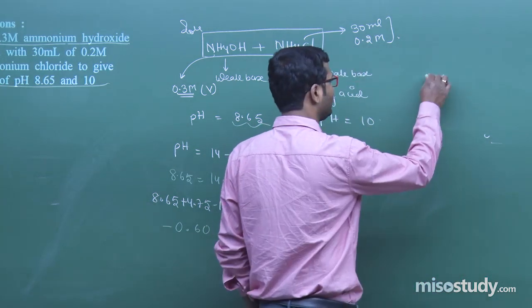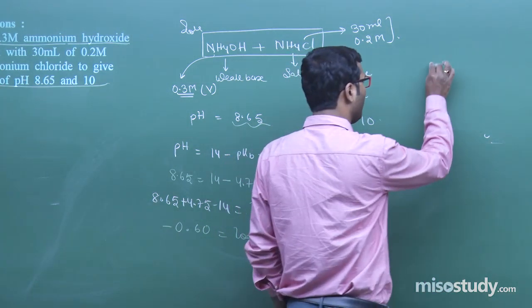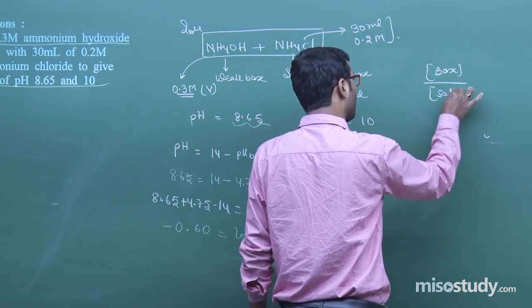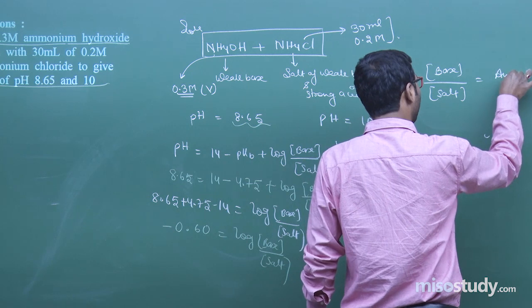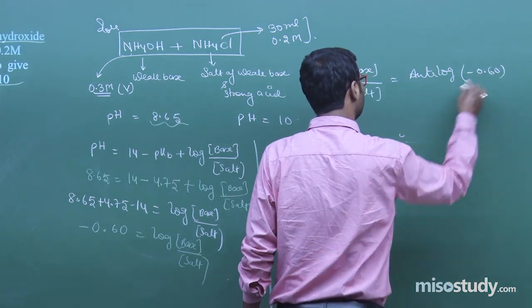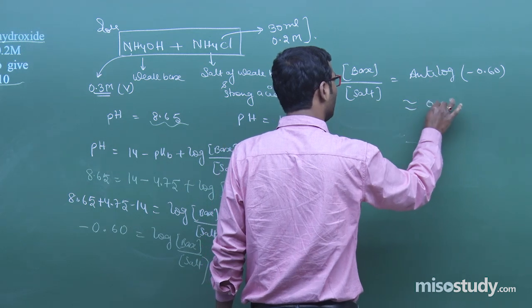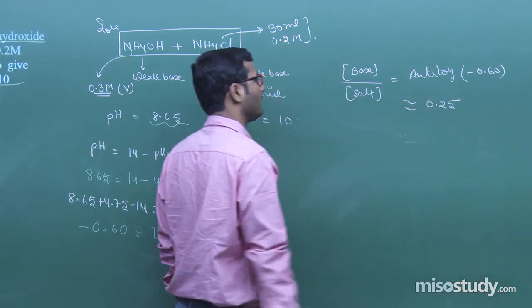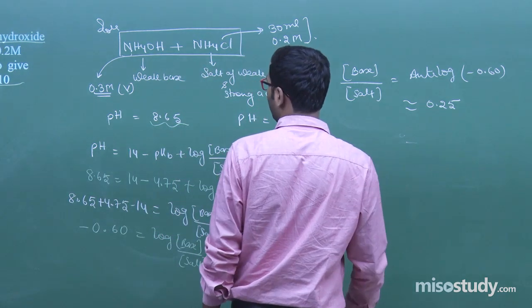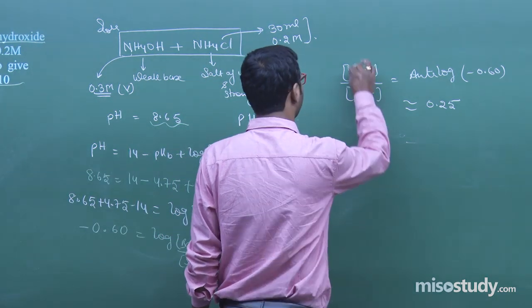Now what will happen? Take anti-log. We will get base upon salt is equal to anti-log of minus 0.60. It will have value around 0.25. Clear to you? It will have value around 0.25.